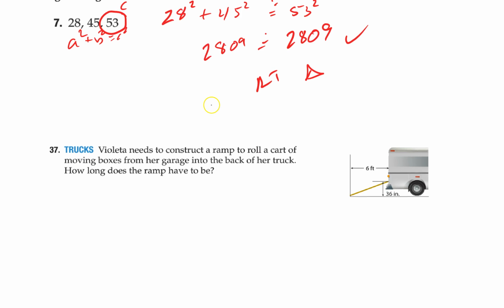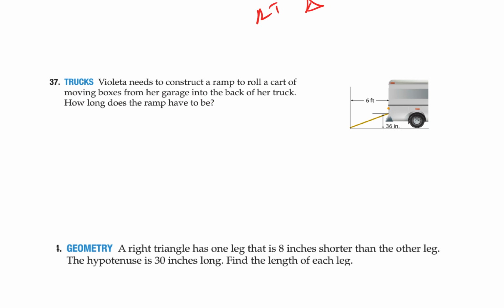Okay, let's quickly do a couple application problems and then we're out of here. Violetta needs to construct a ramp to roll a cart onto moving boxes from her garage into the back of her truck while she's moving. How long does the ramp have to be? So you have a little picture here. Again, if you notice there's a triangle right there, that's all I need. Who cares about the pictures? It's a story. So that's my right triangle. It looks like the height right here is 36, and that is 6.